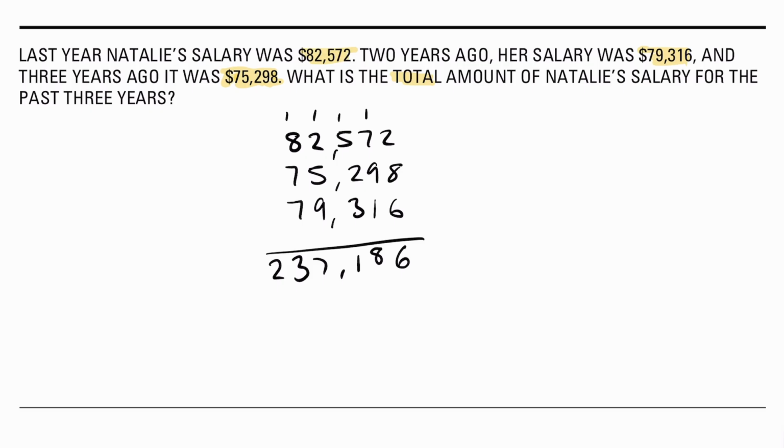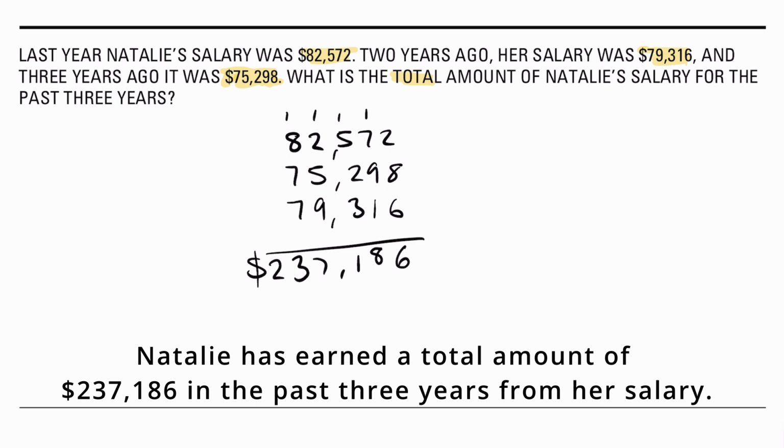We can see that over the last 3 years, she has earned $237,186. That's pretty good. We can then say as a worded answer to the question that Natalie has earned a total amount of $237,186 in the past 3 years from her salary.